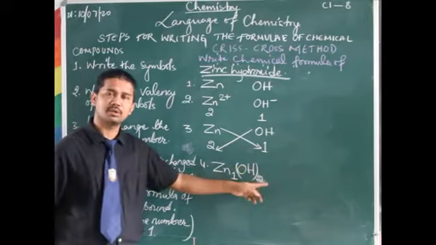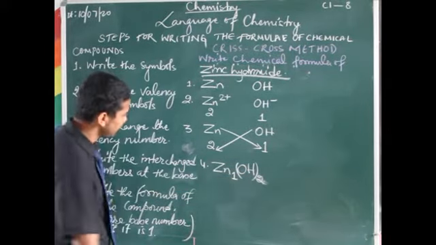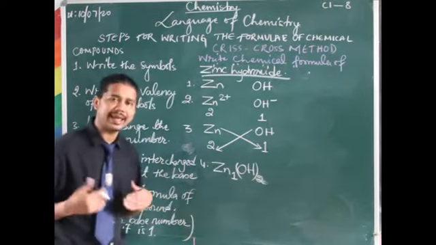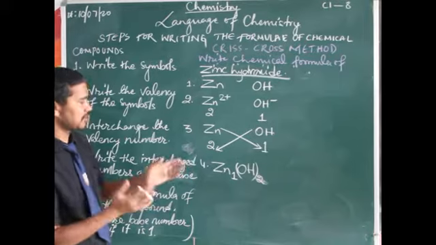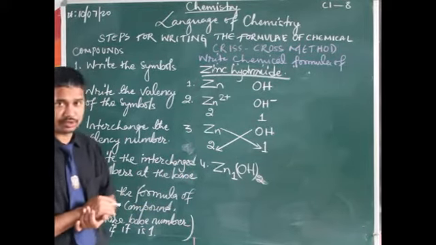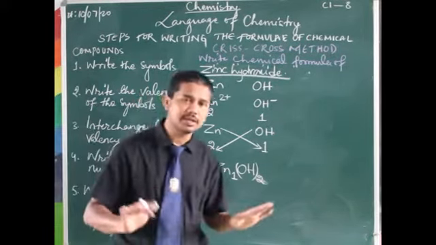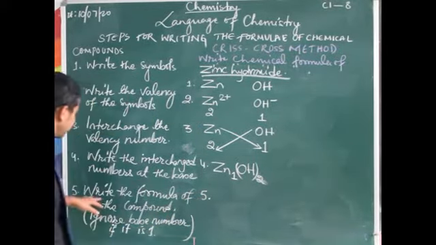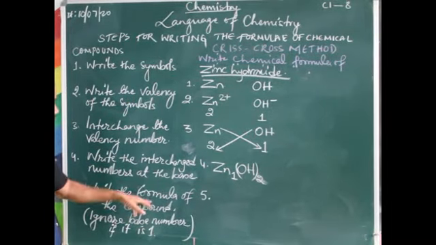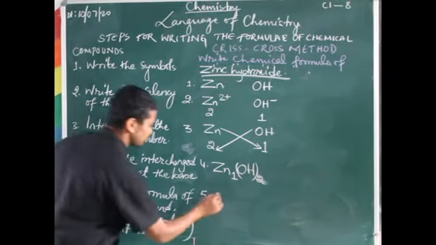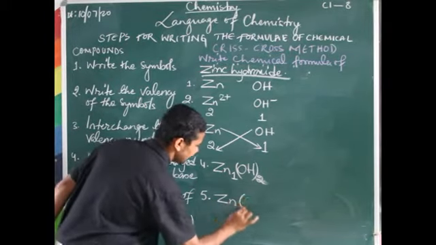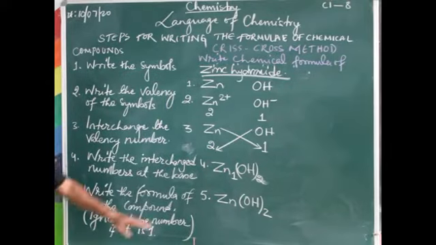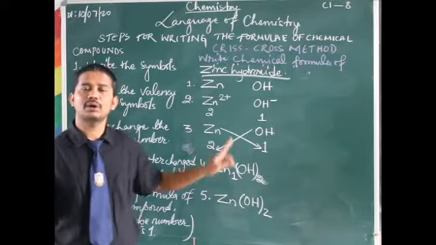Zn1 (OH) whole twice, 2. Then since they are not divisible by any one number, only by 1, they cannot be reduced. These 1 and 2 cannot be reduced. Hence, in number 5, we'll be writing the formula of the compound ignoring 1. So the formula will be Zn(OH)2. This is the formula for zinc hydroxide.